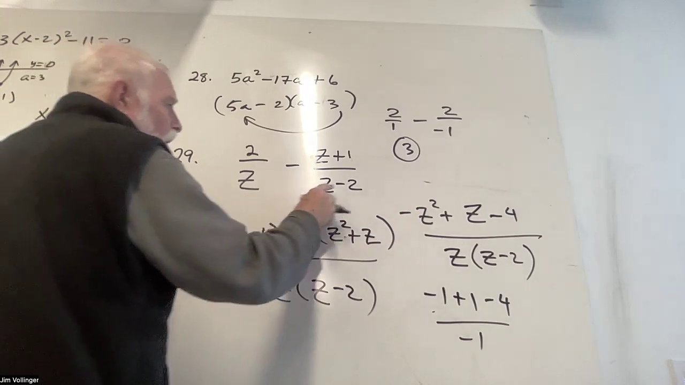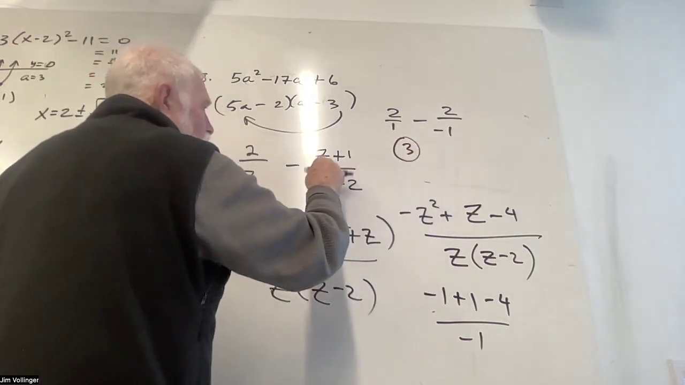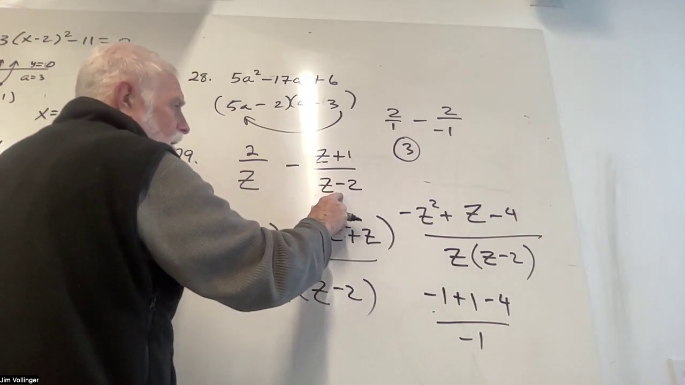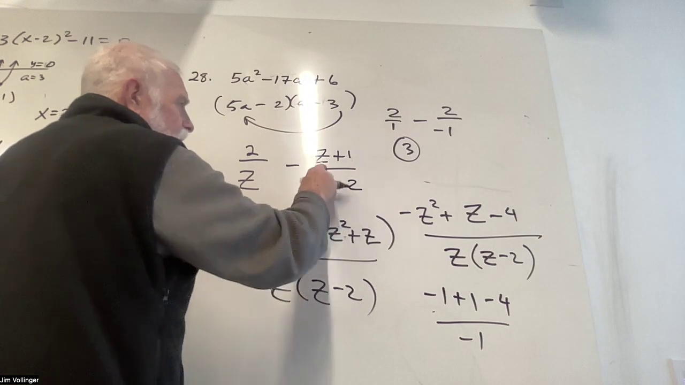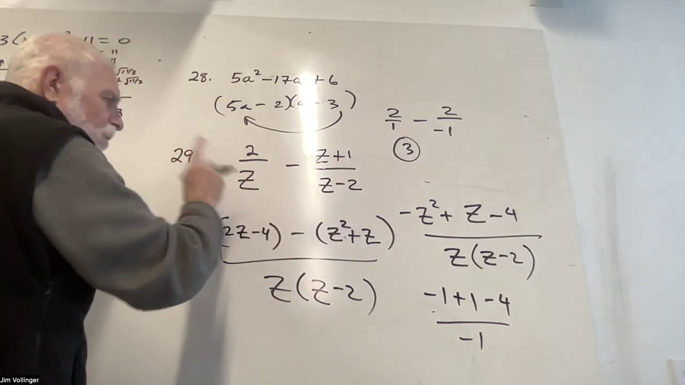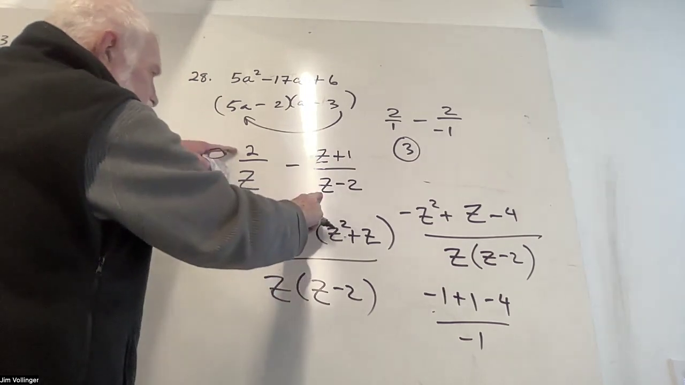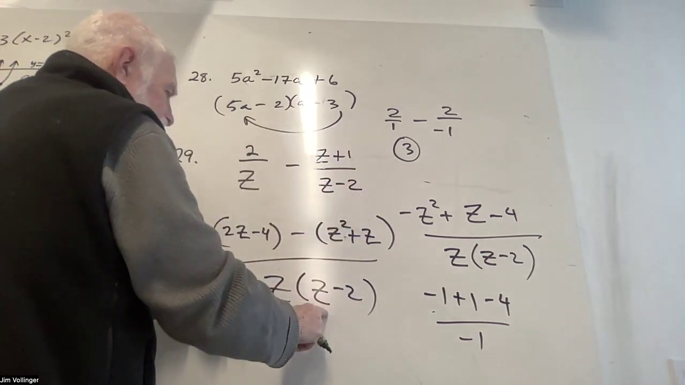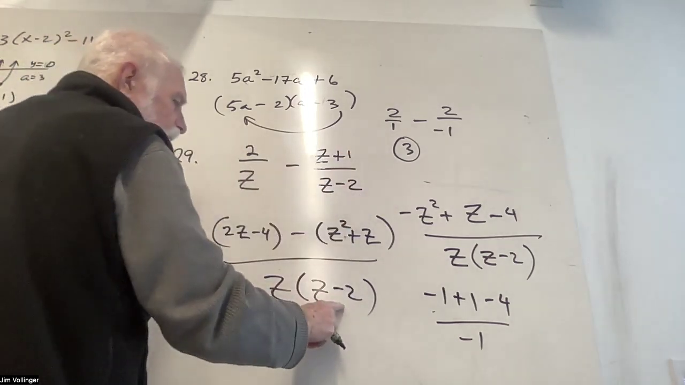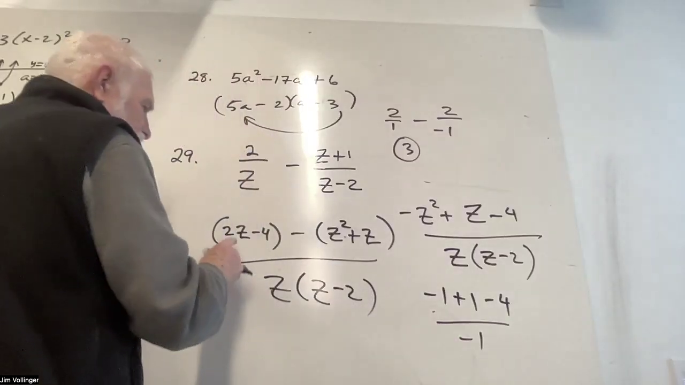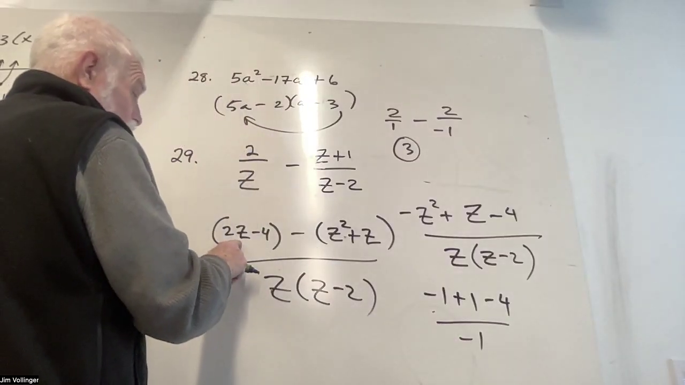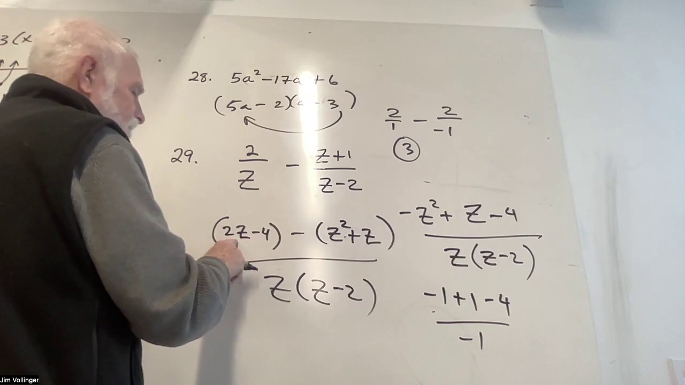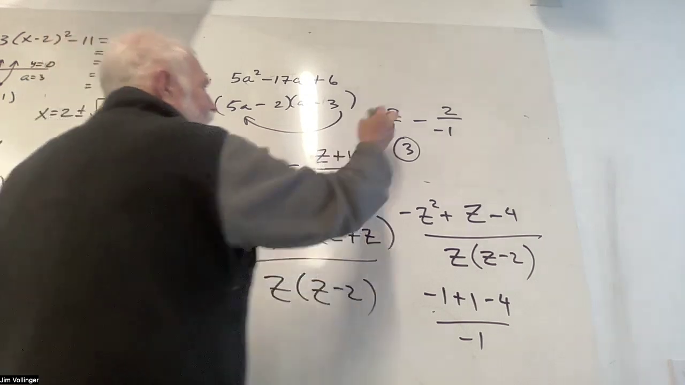But this is math. I put in a 1. I got 2. 1 minus 2, -1. 1 plus 1, 2. Minus a -1 is going to be a positive. And 1 plus 1 is 2. And 2 plus 1 is 3. So I multiply 2z minus 4 minus z squared plus z. Z times z minus 2. 1 times -1 is -1. And 2 times 1 is 2 minus 4 is -2.